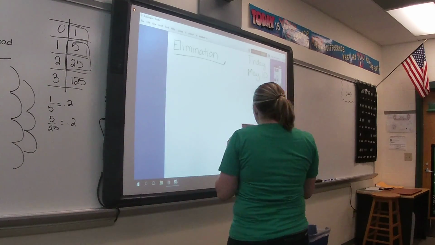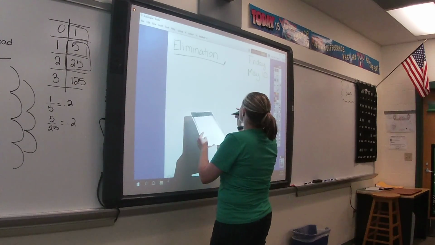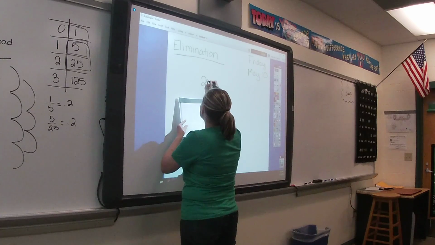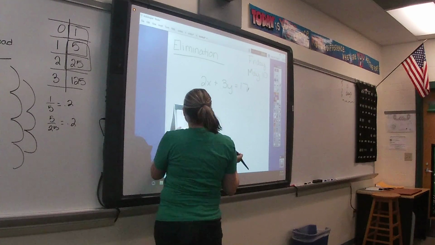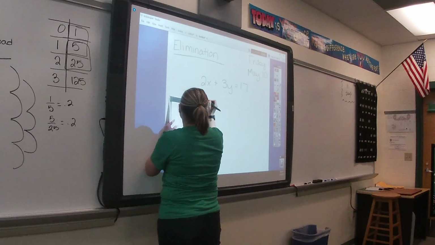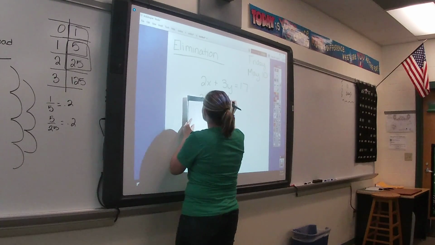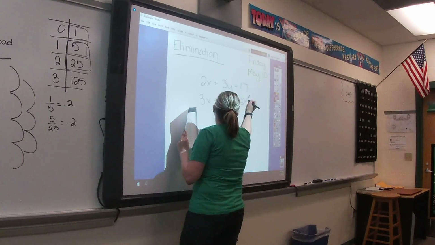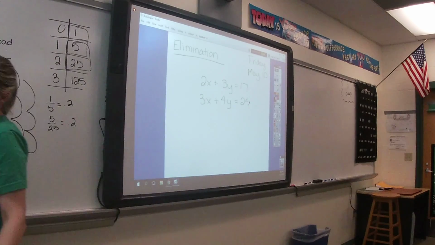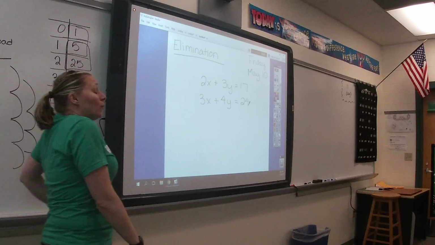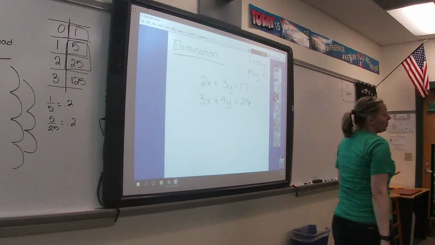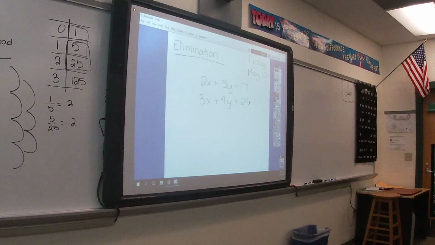So let's say we have something like 2x plus 3y equals 17, and 3x plus 4y equals 24. We have two equations, we have two variables, so we know we're talking about a system.